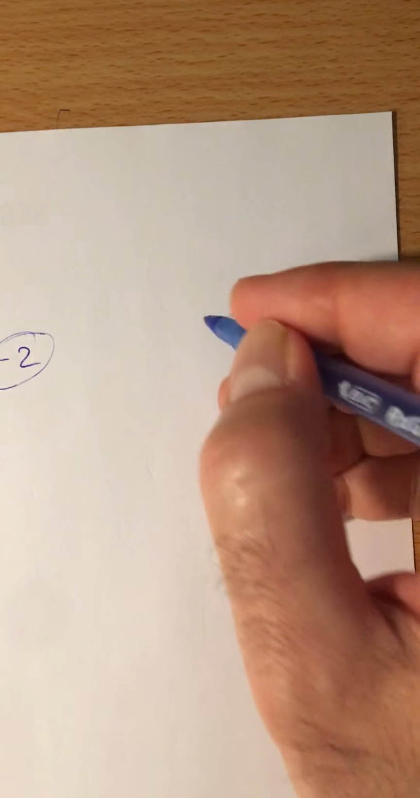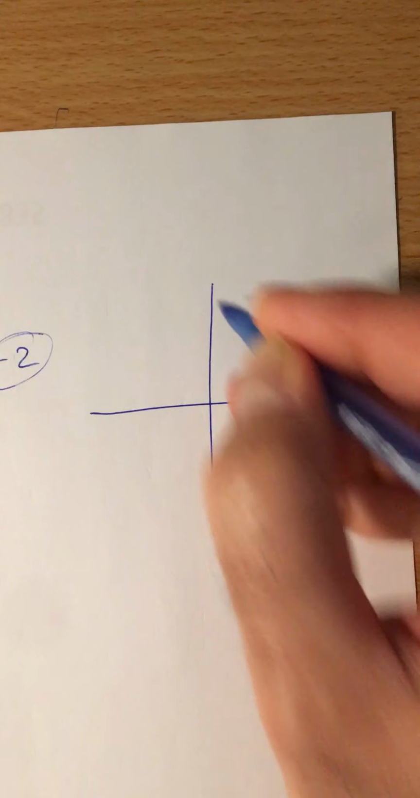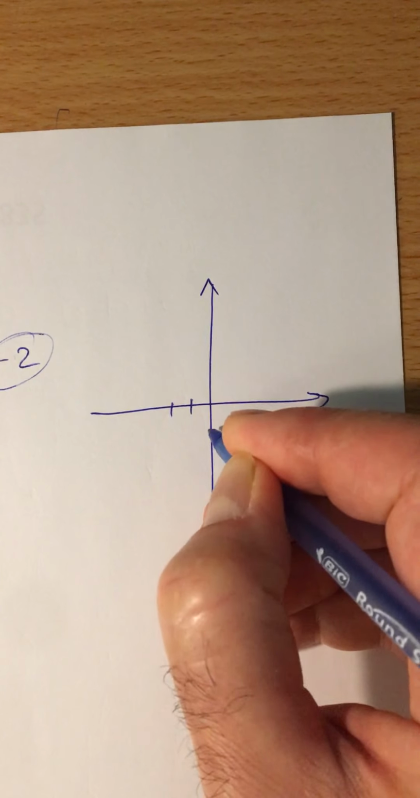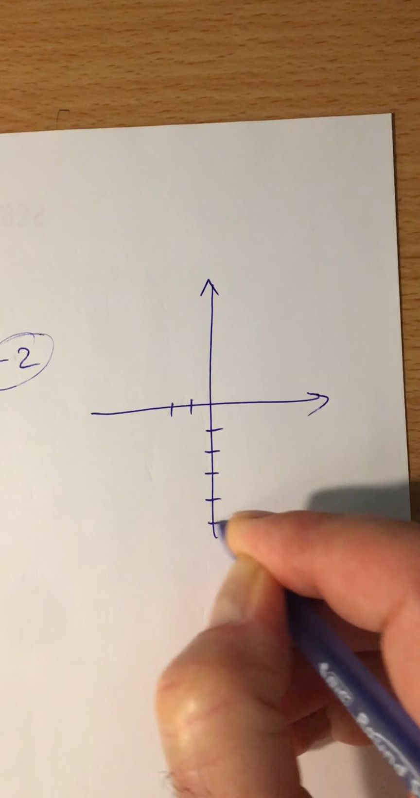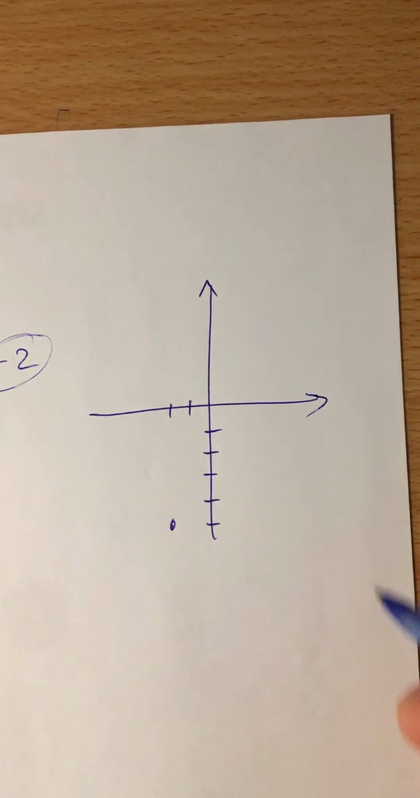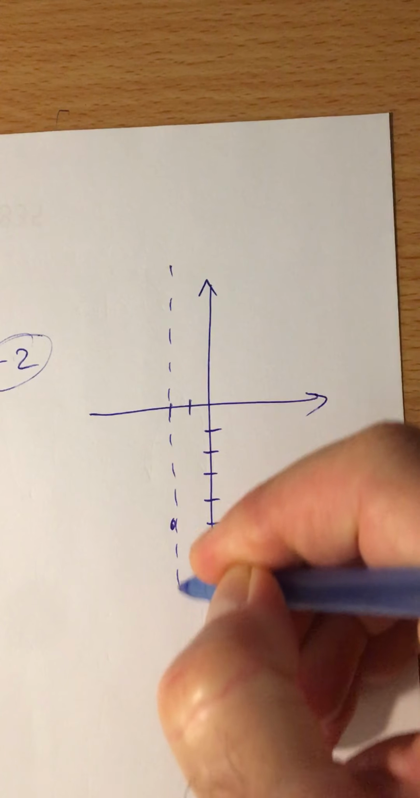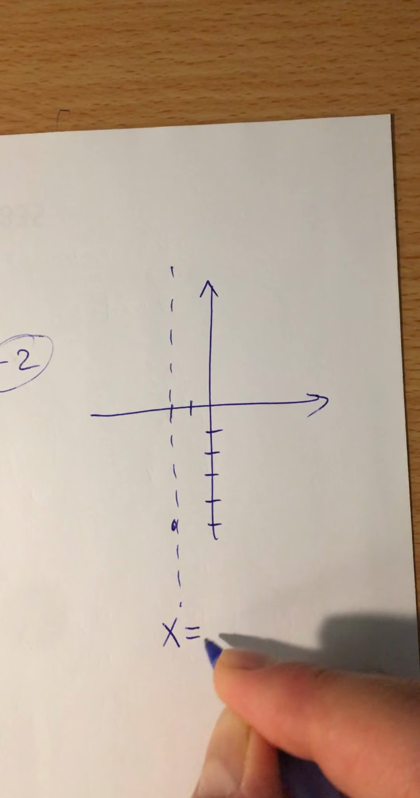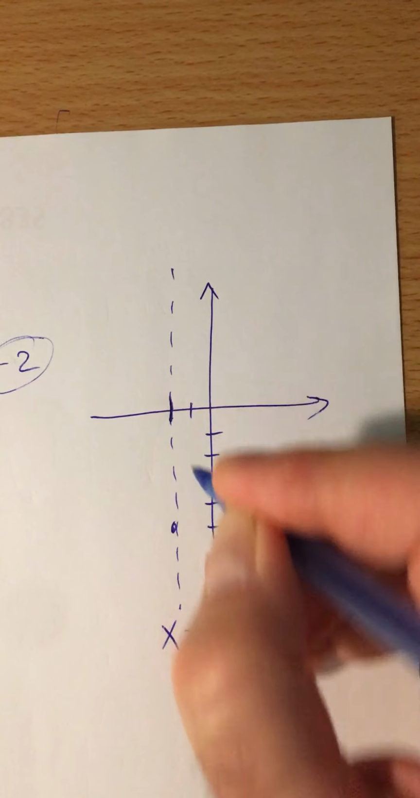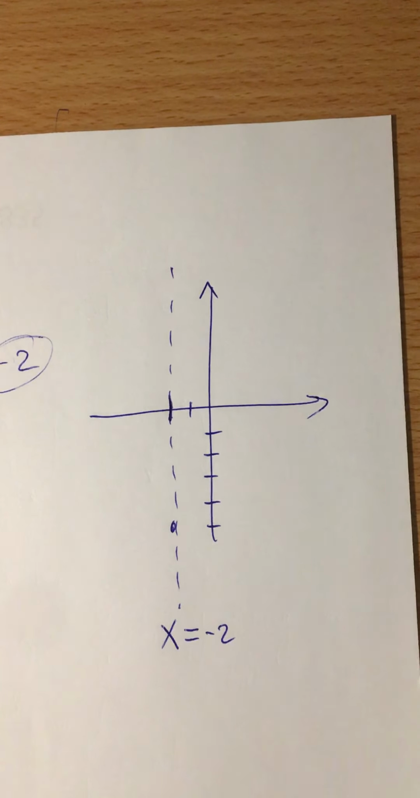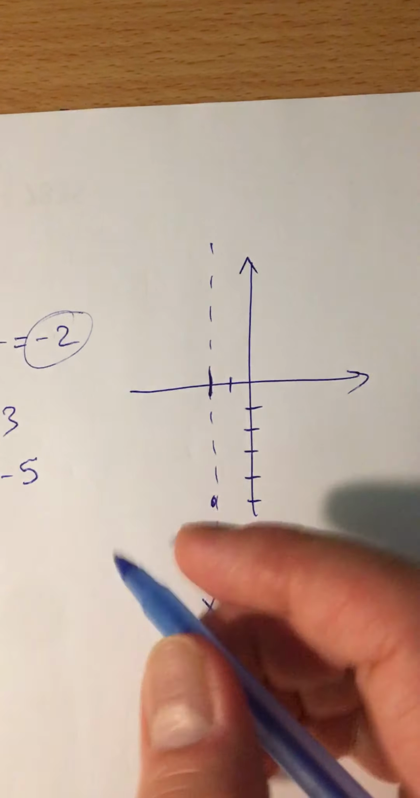I'm going to locate that. 1, 2, 3, 4, 5. There's my vertex. There's my axis of symmetry, which has the equation x equals negative 2. You see it crossing the x-axis at negative 2. The rest is the same. You just make a little table.